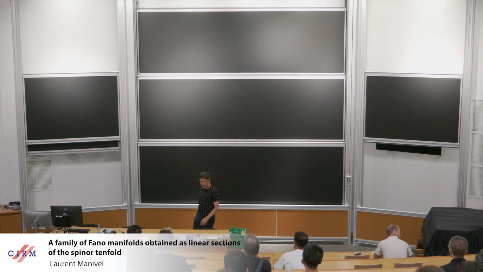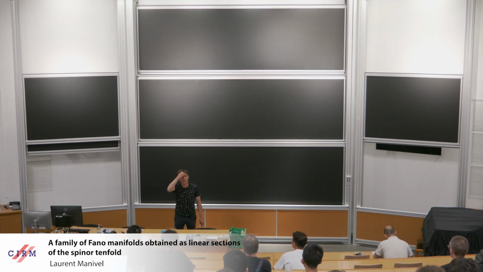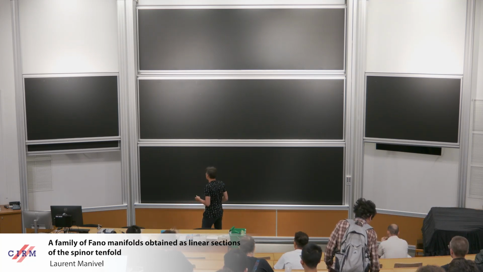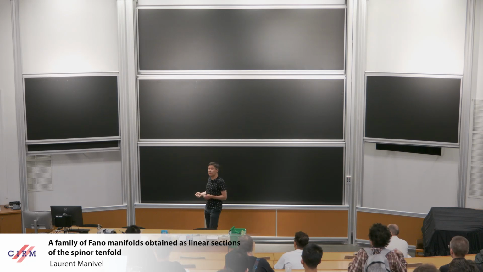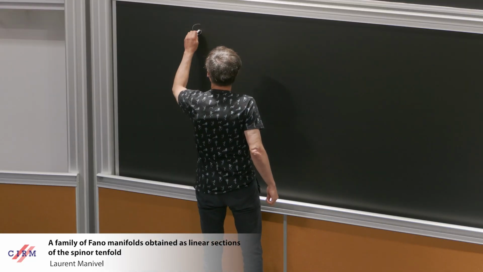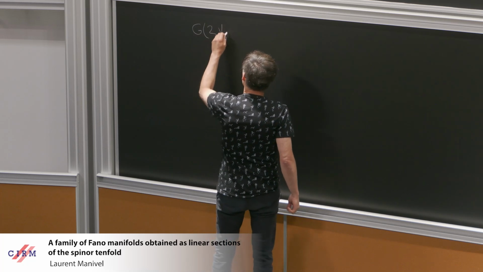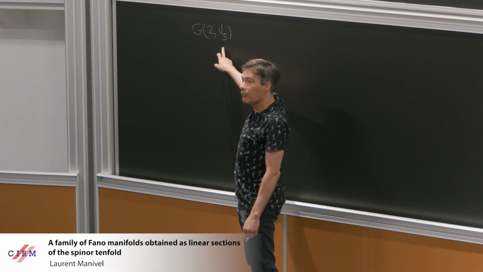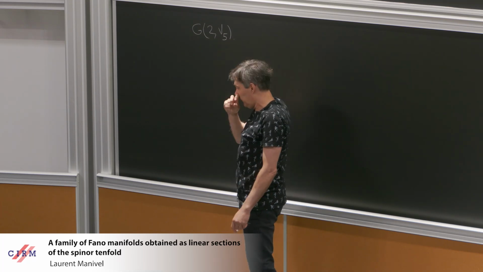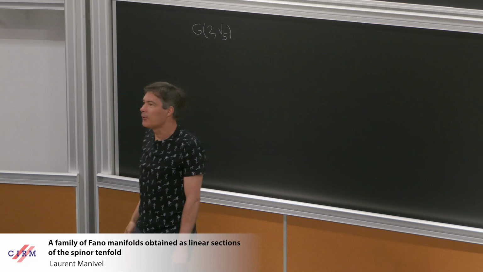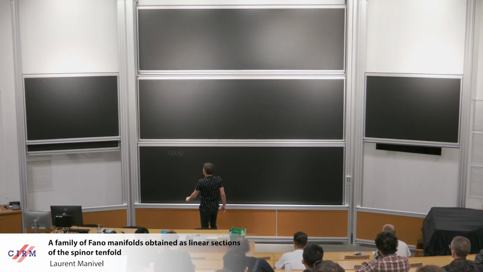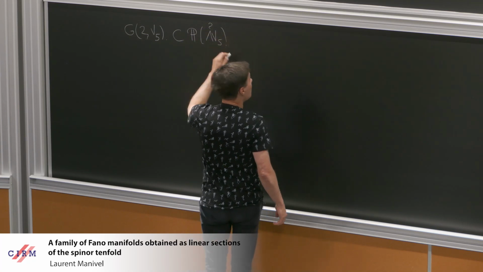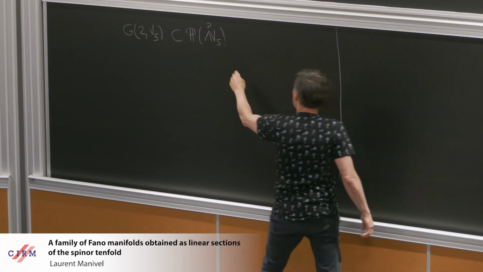I will start with some very elementary things to introduce what you may probably not know, maybe not all of you, the spinor tenfold. So I start with a baby toy model of the spinor tenfold, which is just the usual Grassmannian G(2,5). I use the notation for the Grassmannian of two-dimensional vector subspaces of a five-dimensional vector space V5, let's say over the complex numbers, but we'll see. So there is the usual Plücker embedding in P9.